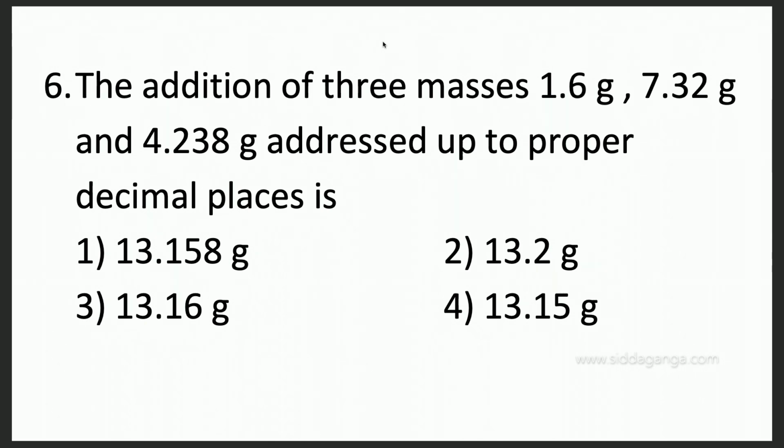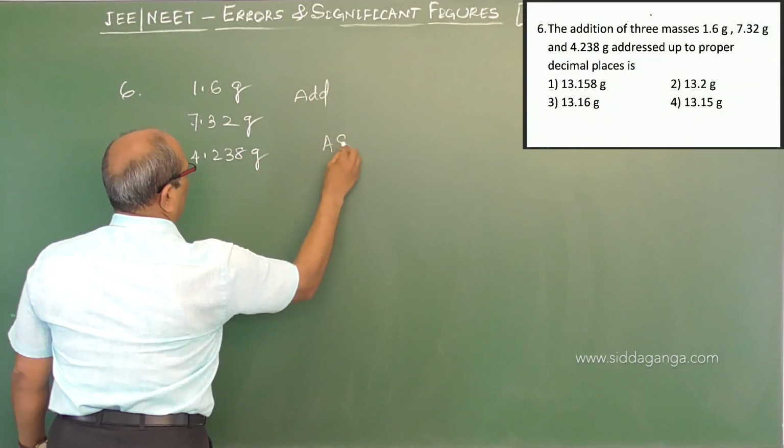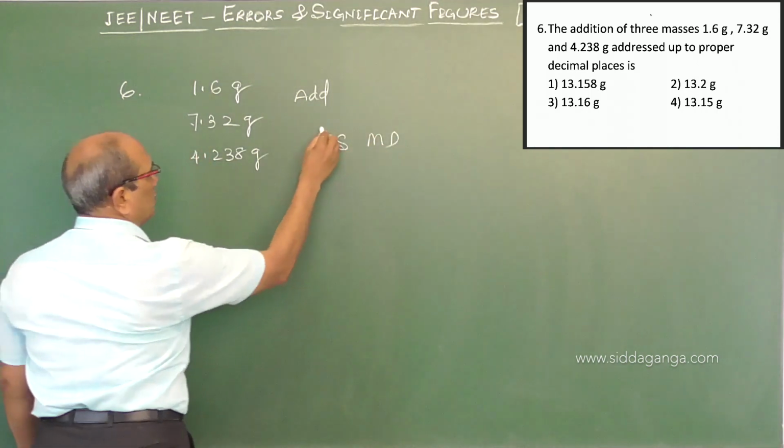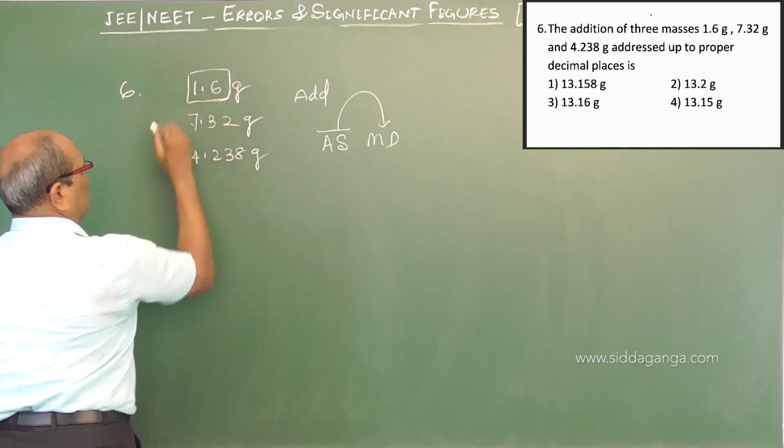The addition of 3 masses: 1.6 gram, 7.32 gram, and 4.238 gram, expressed up to proper decimal places is. In case of addition, I told already, and in multiplication and division, we have to maintain the minimum digits after the decimal point, which is only 1 digit.